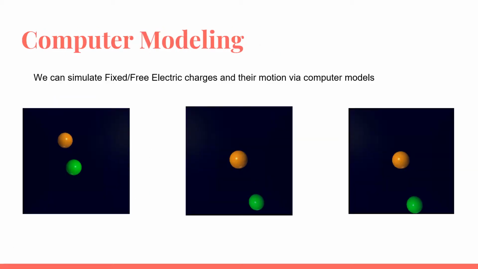Additionally, you can model this on a computer, with the orange being your fixed charge and your green being your free charge, and having them move away in a controlled environment where you can actually track the motion and the charge with fewer confounding variables.